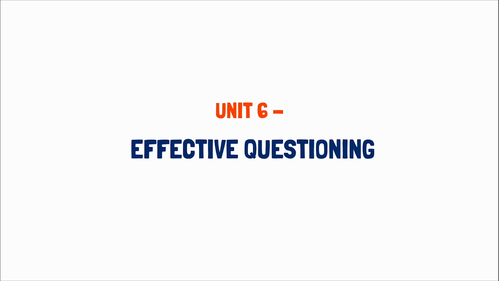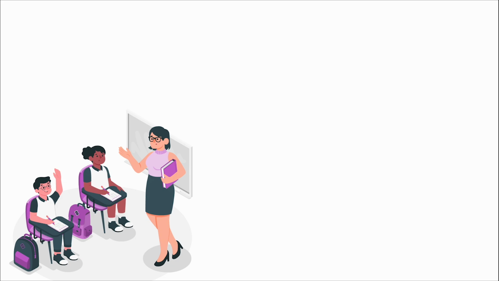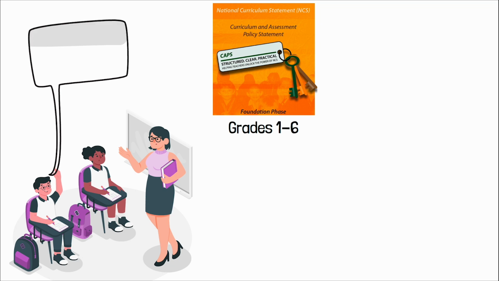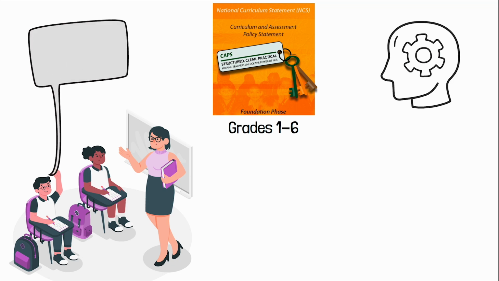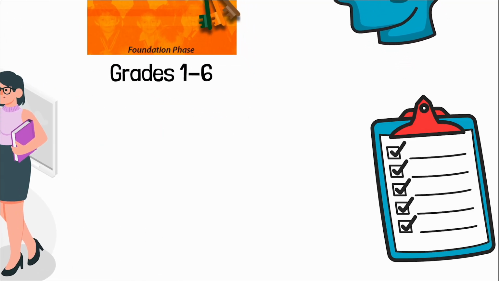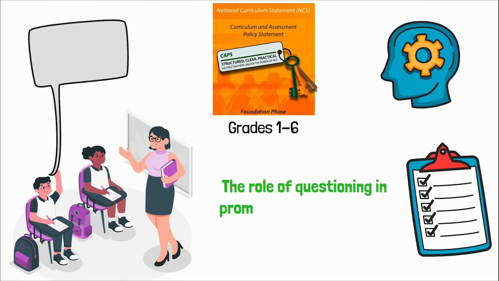Unit 6. Effective Questioning. Effective questioning is a cornerstone of successful teaching and learning in the natural sciences curriculum for grades 1 to 6. The ability to ask the right questions at the right time can significantly enhance student understanding and engagement. This unit emphasizes the different types of questions, their appropriate usage, and the role of questioning in promoting deeper learning and scientific inquiry.